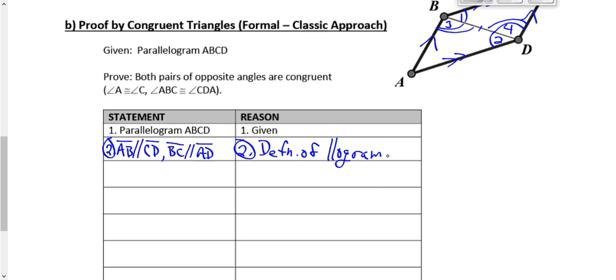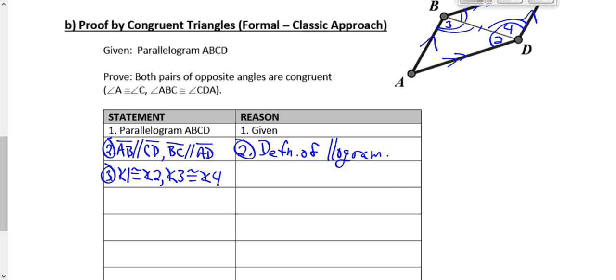We have to have that, because now we can say something about those angle pairs. What should our next statement be? We're not going to say angle 1 and 2. We're going to say angle 1 congruent to angle 2. Is there another pair we're going to use the same reason for? Might as well throw it in. What's the other one? Angle 3 congruent to angle 4.